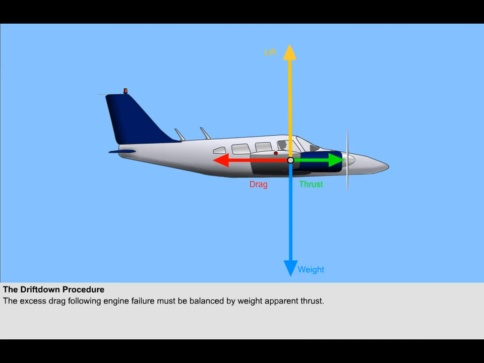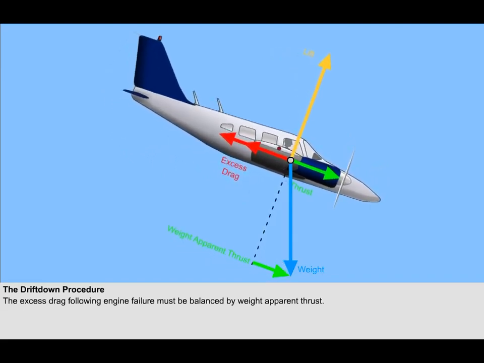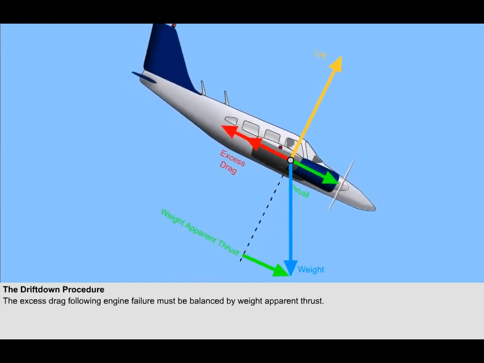To maintain the speed, which should be kept at VMD, the thrust force generated by the remaining live engine must be augmented, so that the forces can once again balance. The only way to do this is to lower the nose, so that weight can act forward and provide enough weight-apparent thrust to balance the excess drag. If the nose is lowered by a sufficient amount, then the forces will once again balance, and VMD can be maintained. The only side effect is that the aeroplane is descending.